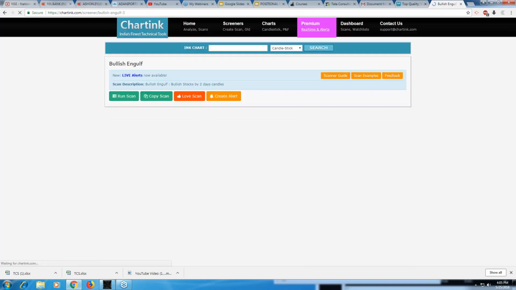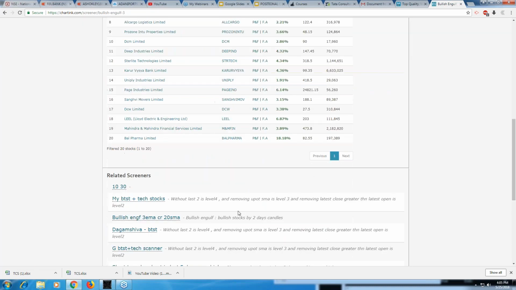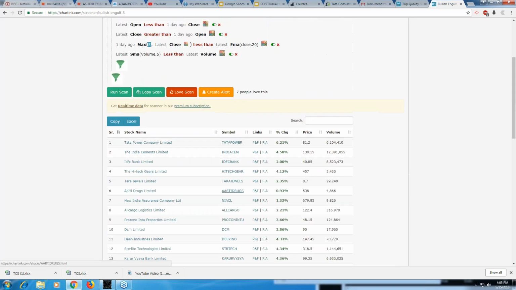Bullish engulfing, you can get the candles from here. These are the stocks which have got bullish engulfing today, right? So these are the stocks that have had bullish engulfing today. So this is charting, right?